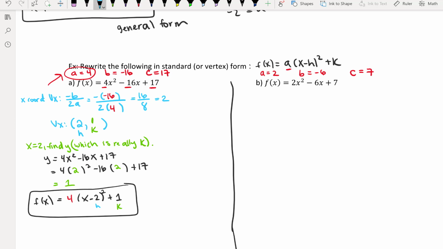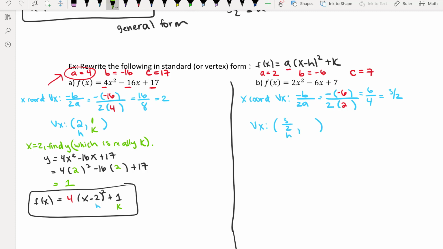So now I want to be thinking about the x coordinate of the vertex. That general form is negative b over 2a. So I have negative parentheses, what I'm plugging in at the top is my b value, that's negative 6, over parentheses, my a value at the bottom, which is a positive 2 times 2. So I have a positive 6 on top and a positive 4 on the bottom, so that gives me 3/2. So for my vertex, I have 3/2 for my h value.